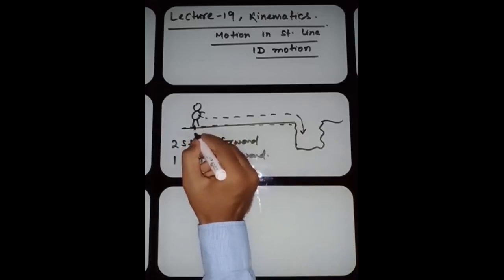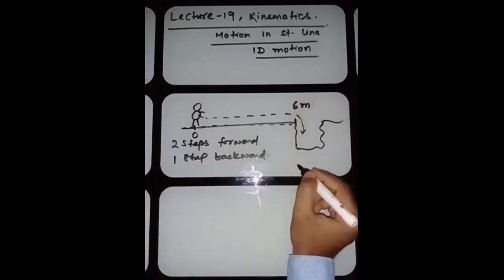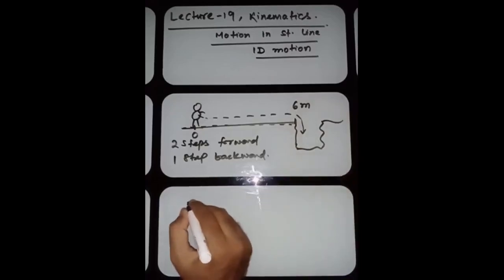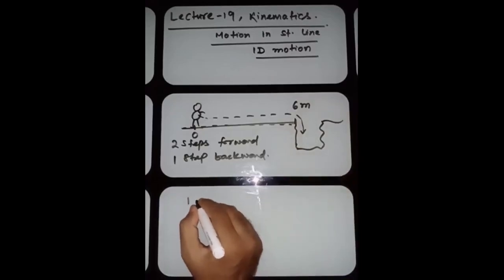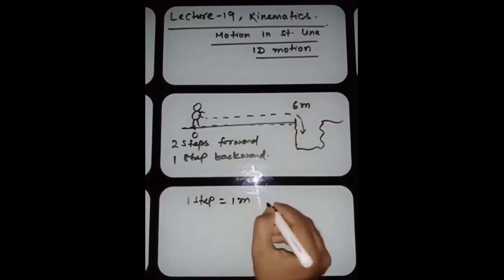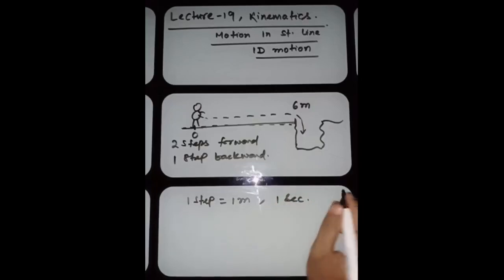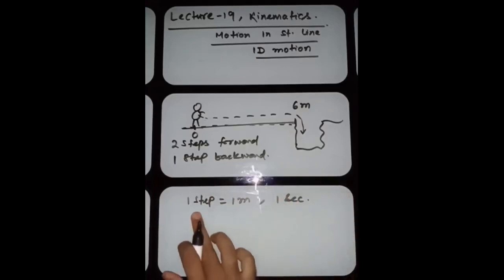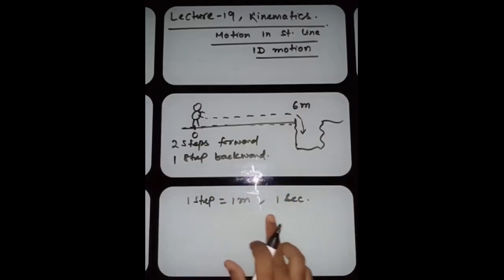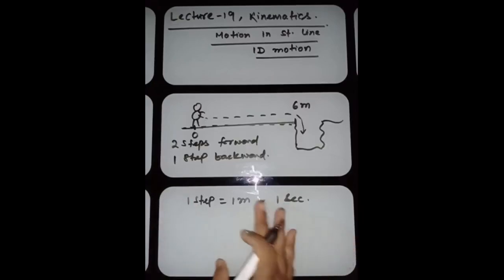From his starting point, suppose it is O, the ditch is 6 meters away. The condition is given: the drunkard takes proper steps, 1 step equivalent to 1 meter and taking 1 second. Okay, he is a very calculated drunkard, moving 1 step for 1 meter and in 1 second. The measurement of his 1 step is mentioned.